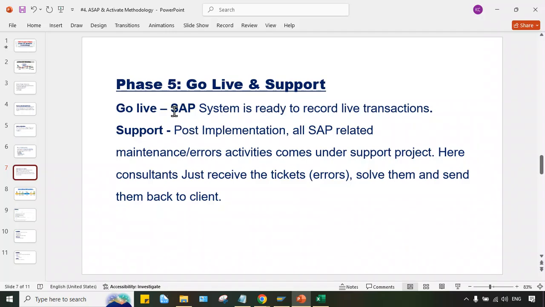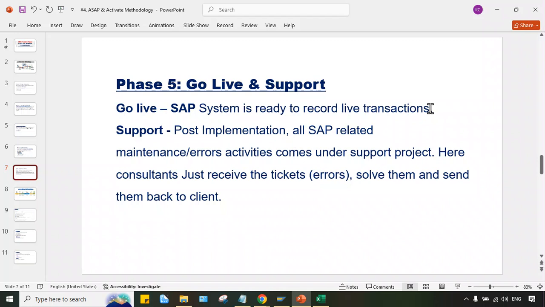In the sense, what will happen, guys? On a particular date, let's suppose, as I said, the 1st of April, or whichever date is decided, the SAP system is ready to record live transactions. Which means all the transactions will be posted into the SAP system, and whatever legacy systems are there become past, become history. It means they are not going to use the legacy system now, they will use the SAP system itself. Of course, once they start using the SAP system, they'll have certain issues and certain errors.